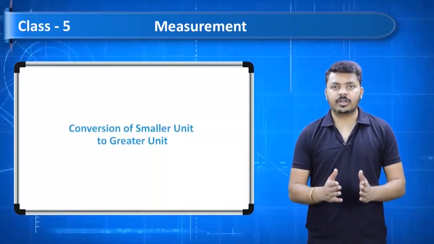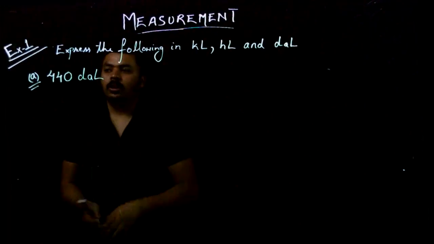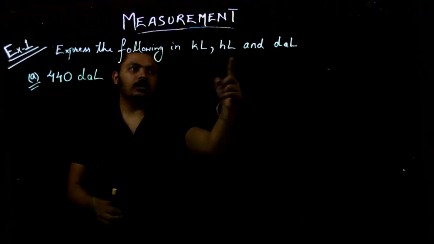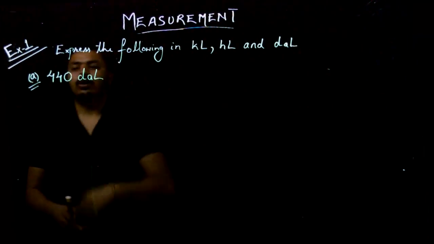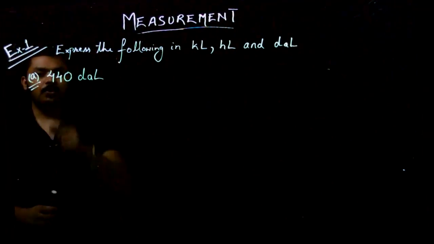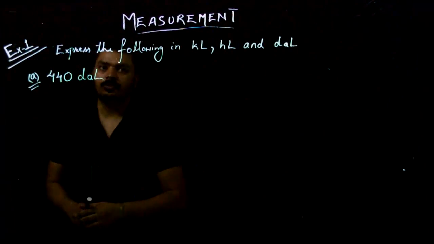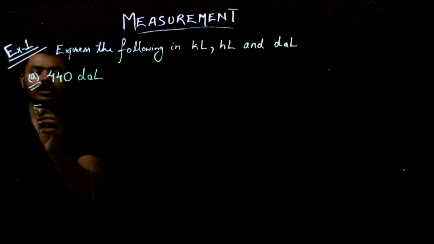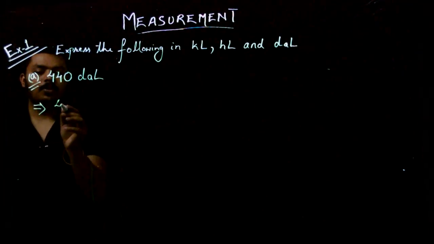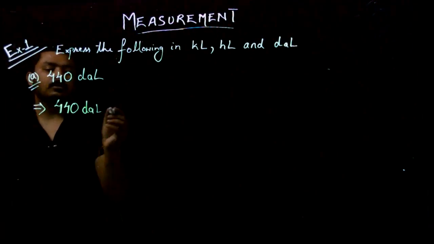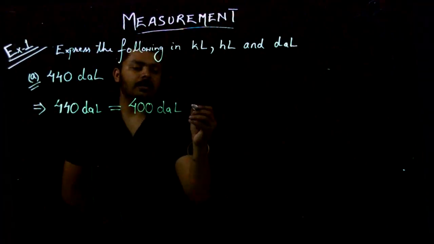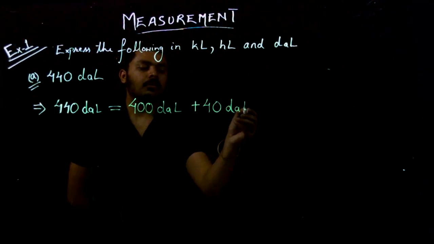Conversion of smaller unit to greater unit. So let's look at example number 1. Express the following in kiloliter, hectoliter and decaliter. So the first question, part A, is 440 decaliters. So we have to convert into kiloliters, hectoliters and decaliters. So let's start. We can write 440 decaliters as 400 decaliters plus 40 decaliters.